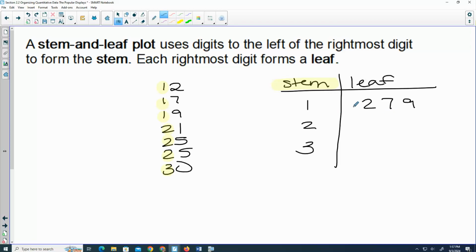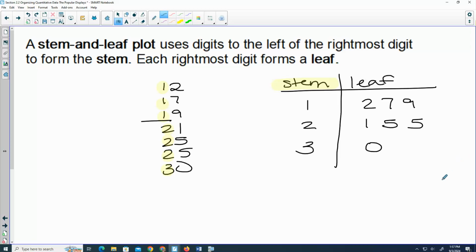They do need to be in order, so if I hadn't given you the numbers in order, you would arrange them. So with a stem of 2, we would have a 1, and I had 25 twice, so 1, 5, 5. 30 is 3, 0. So that's a stem and leaf.